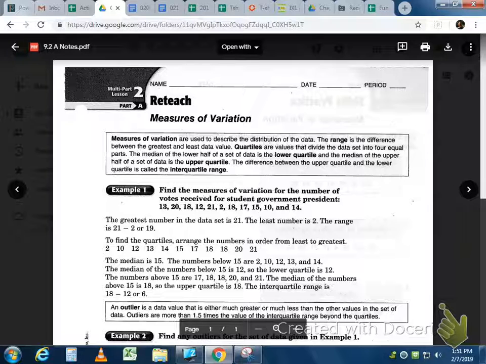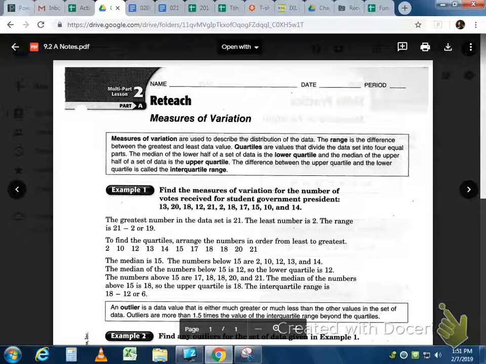Here's what measures of variations are. They're used to describe the distribution of the data. The range is the difference between the greatest and least data value. So you find the range by taking the biggest minus the smallest number in the list. So you're going to want to put these numbers in order very first thing, from least to greatest. You take the biggest number minus the smallest number. That's the range. That's how far they're spread out.